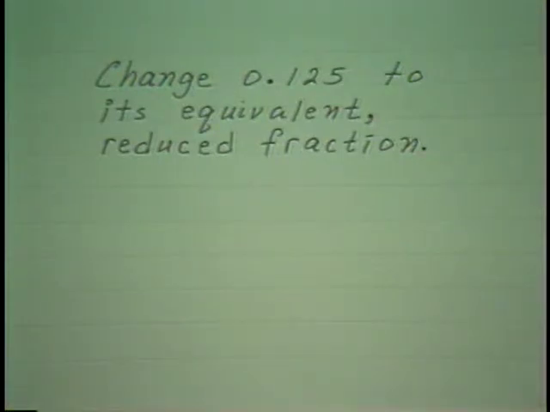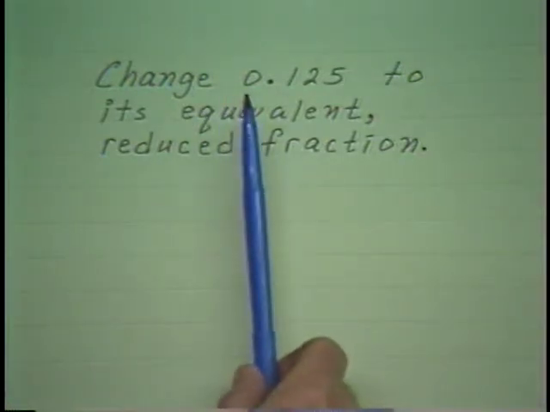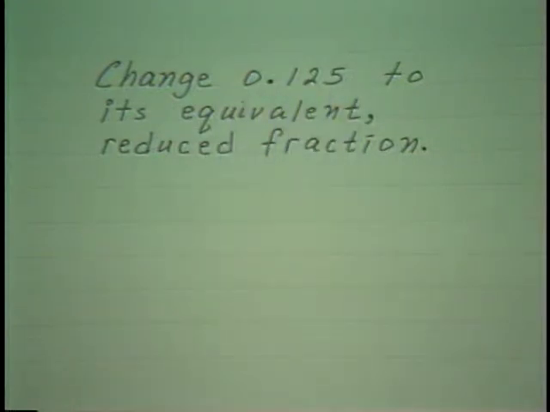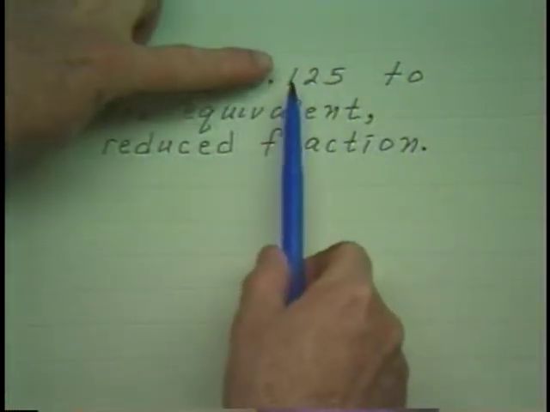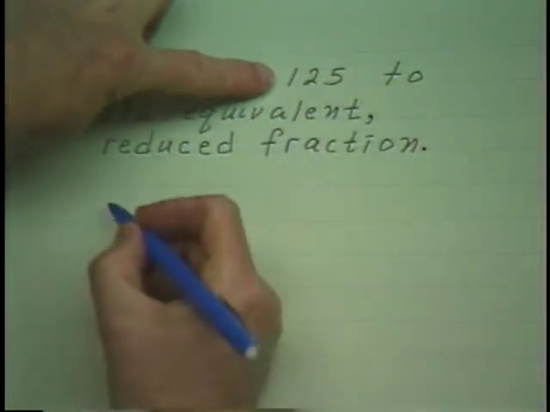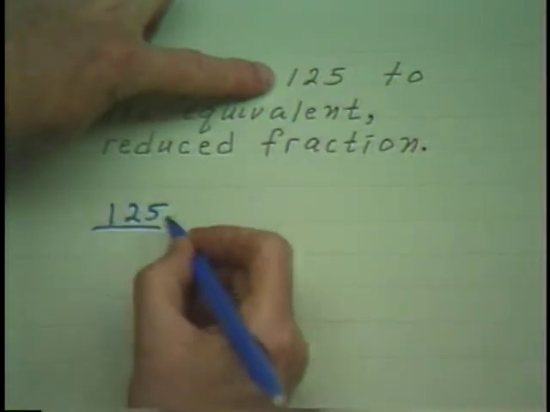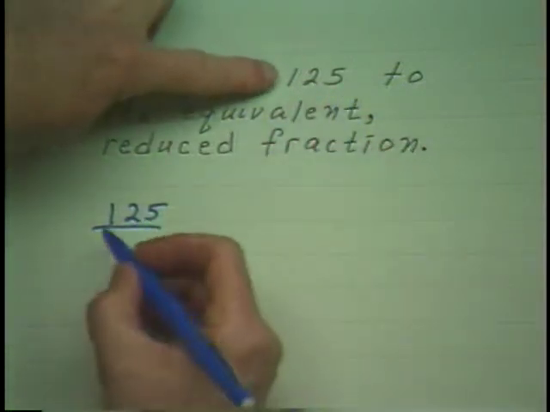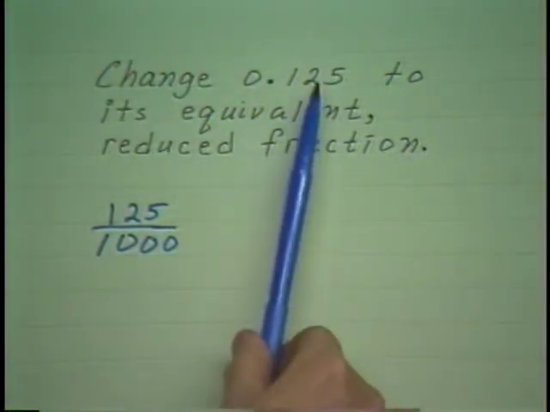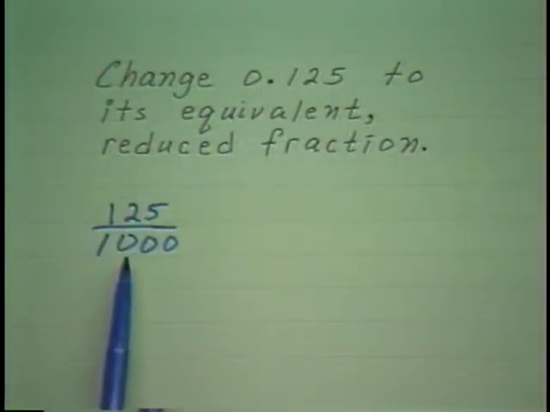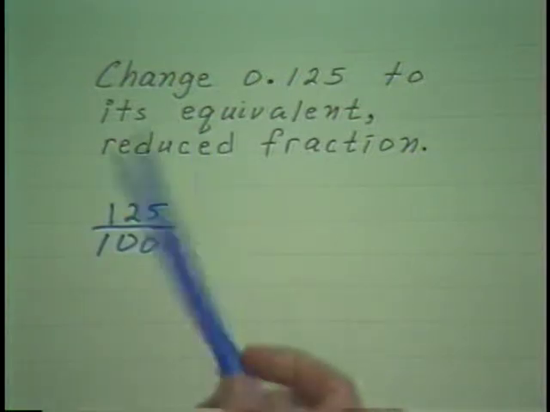This tape will review our ability to change decimals to its equivalent reduced fraction. It's a very simple lesson. In fact, just this simple. It's simply a matter of saying the word name for the fraction. So the word name for this is 125 thousandths. Say the word name and then write the fraction that you just said, and then reduce.